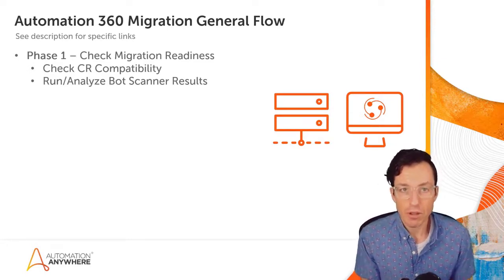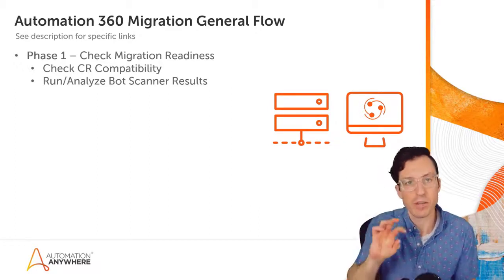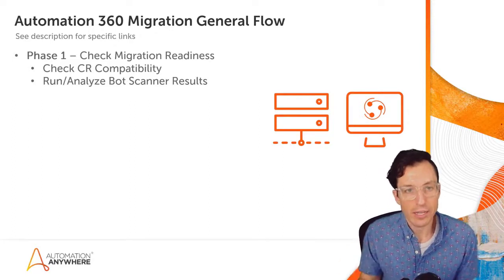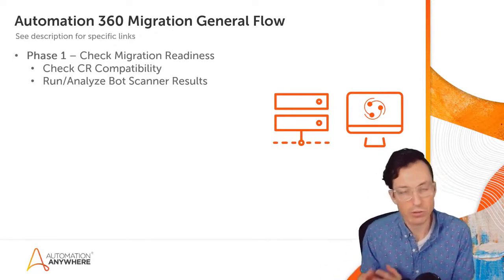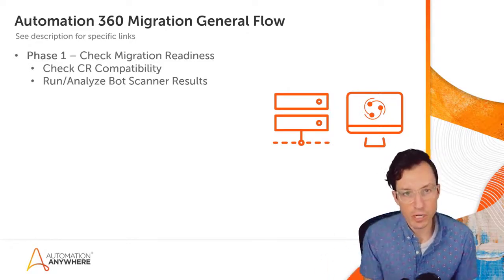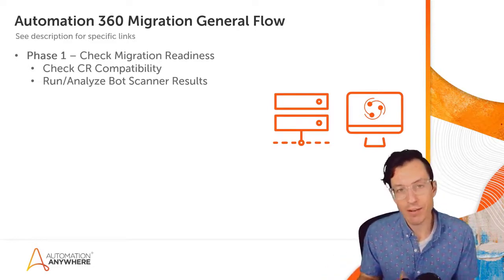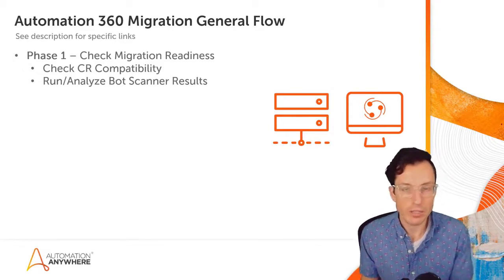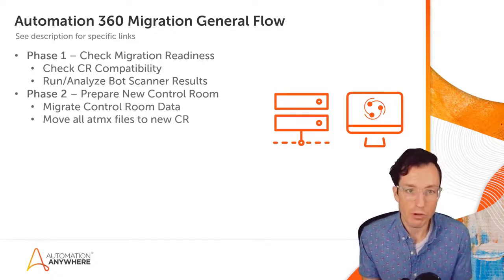You can download and run the bot scanner utility. You would run it against all of your ATMX files, not directly in the control room, but off a local copy. It will analyze all of those and tell you if you're going to run into any specific problems with the commands that you've used or the implementations of your different automations. It will give you some suggestions to be ready for once you do your migration. But assuming you have a 90+ score on your bot scanner results, then you're generally safe to move forward to the next phase.